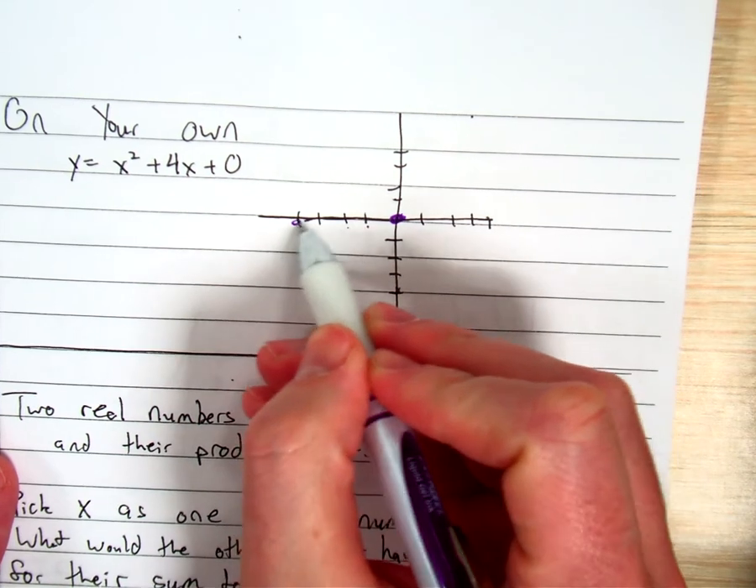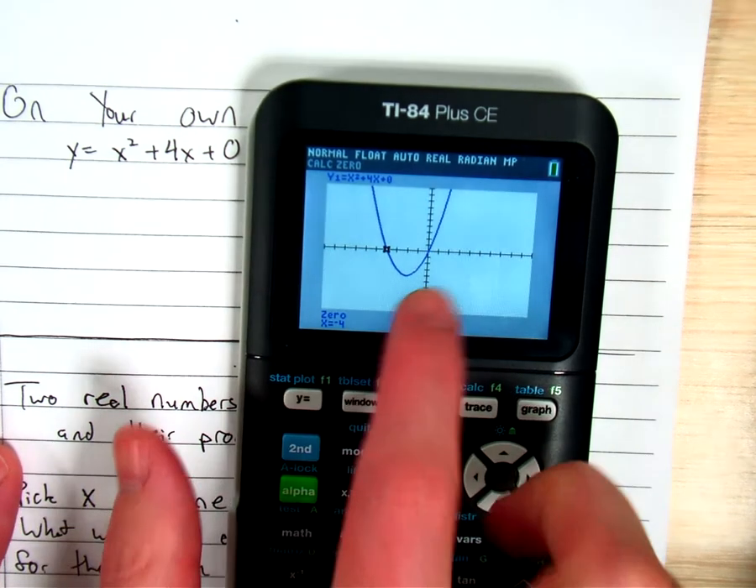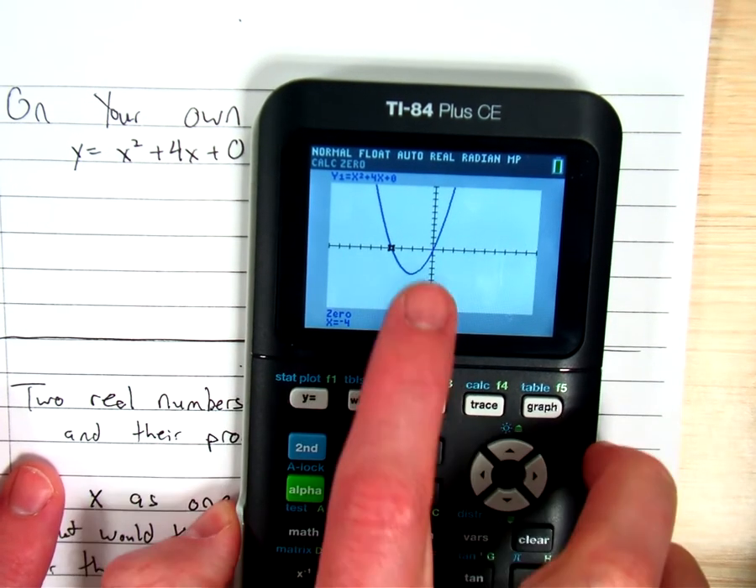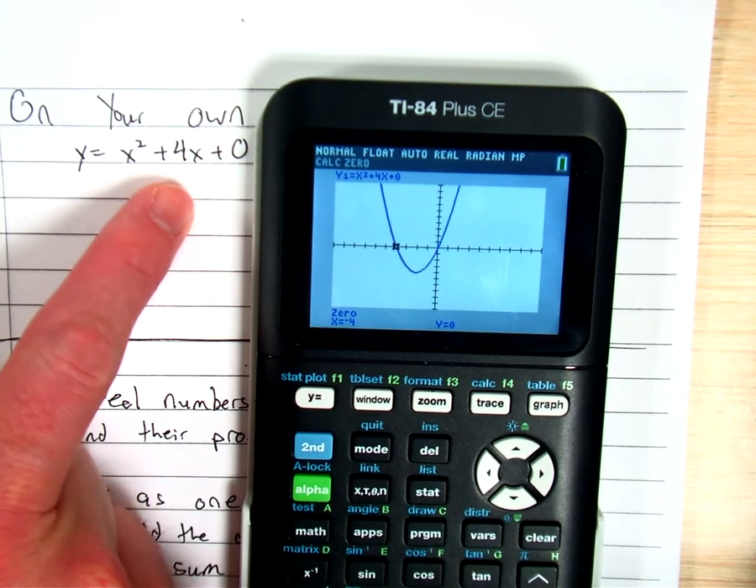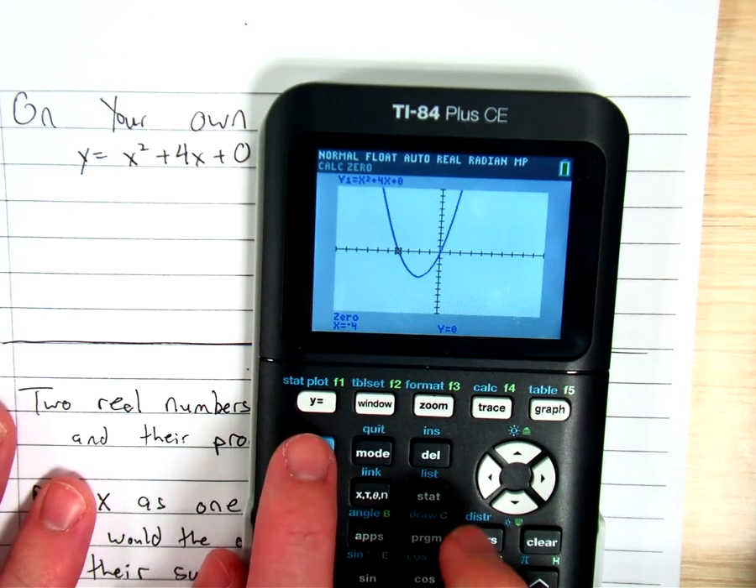-1, 2, 3, 4. Okay, so there's my zeros, -4 and 0. Let's just practice the other part of this too. Okay, let's just say you didn't know what the vertex was. You could do -b over 2a, or we can also use our calculator for this.